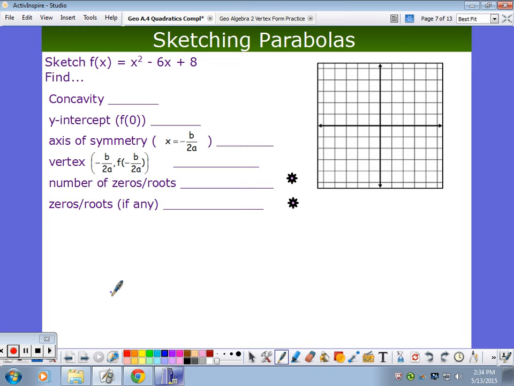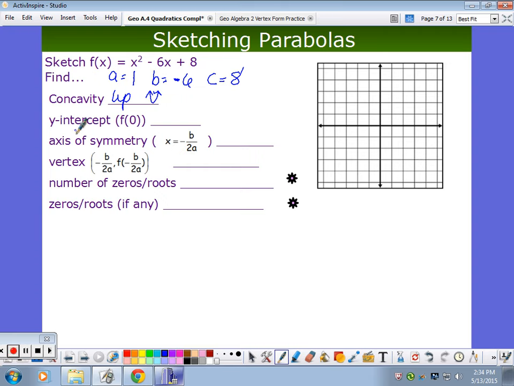All right, this is the bottom of the page. Here we go. We're going to review how to do this. So first thing, what form is this? ax squared plus bx plus c. What's a? 1. Yep. Okay, b equals? And c equals? Perfect. What's the concavity? Up, because this number is positive, I know I've got a smile.